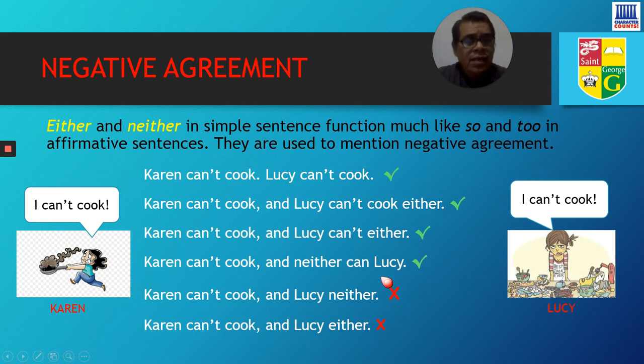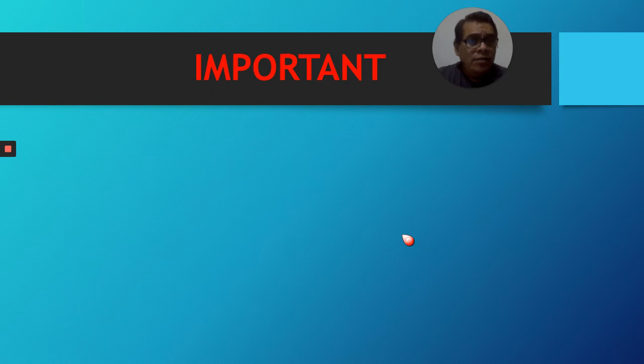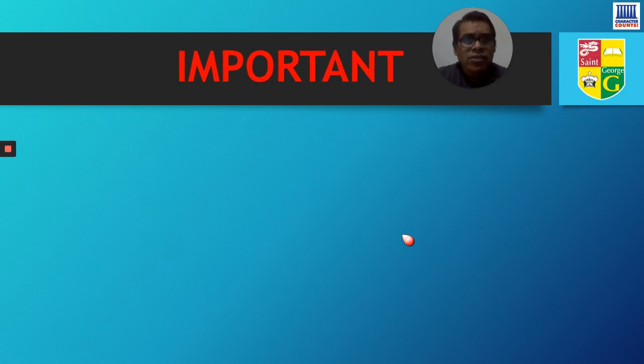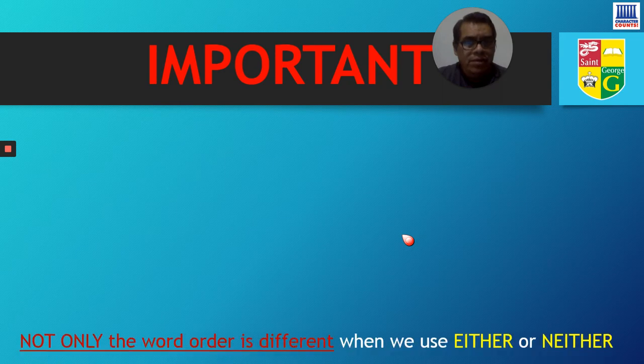Again, there are mistakes that we frequently make. We cannot say Karen can't cook and Lucy neither, or Karen can cook and Lucy either. It is important that you see how the position of either and neither change, and also the auxiliary. But let's look at the grammar part, the structure of negative agreement.